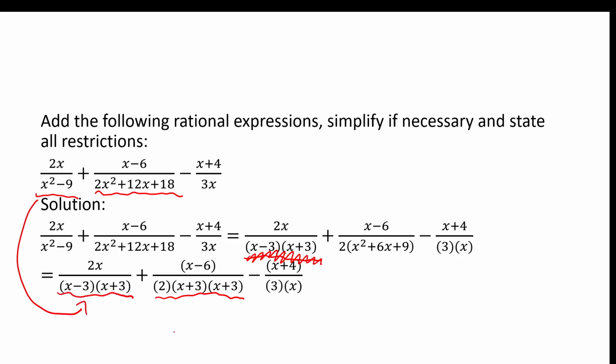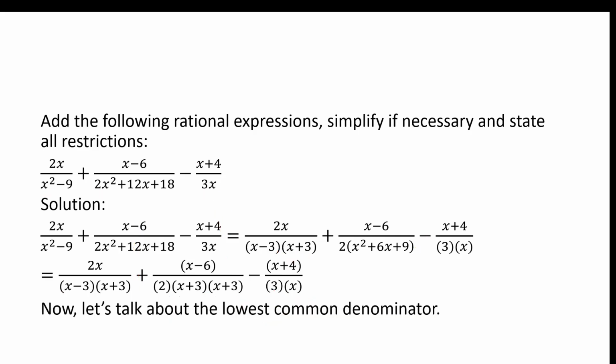So x squared minus 9 becomes x minus 3 times x plus 3. 2x squared plus 12x plus 18 at first becomes 2 times x squared plus 6x plus 9, but then becomes 2 times x plus 3 times x plus 3. And finally, a denominator of 3x can be thought of as the factor 3 times the factor x. Okay. Now, let's talk about what the lowest common denominator should be.